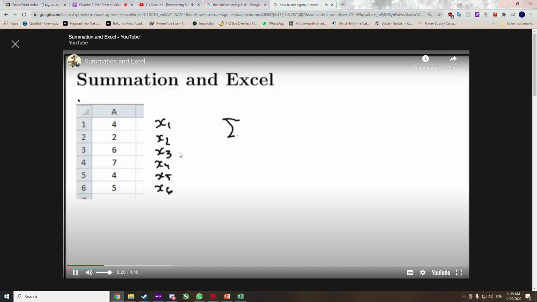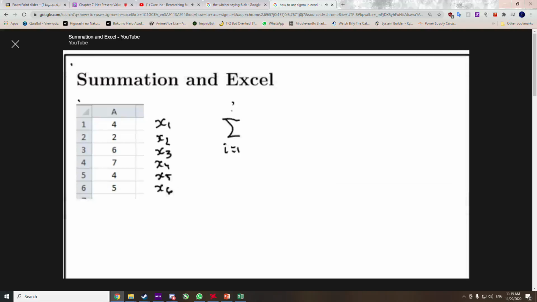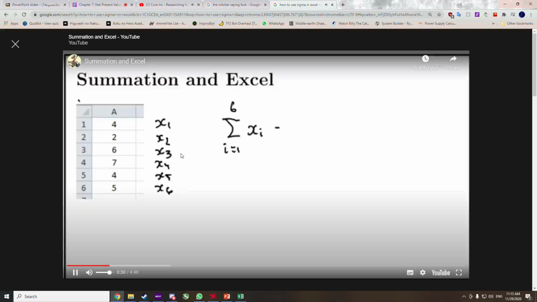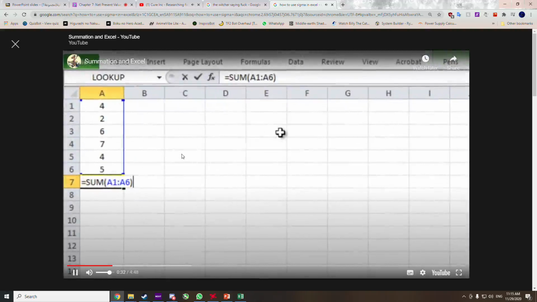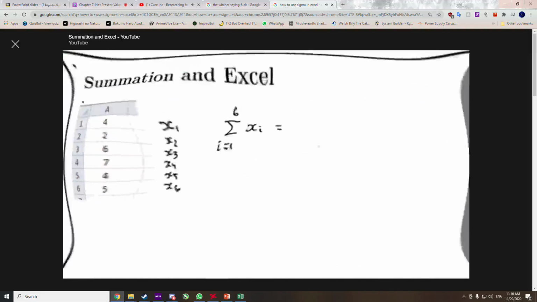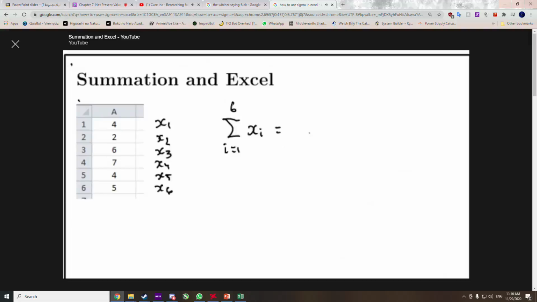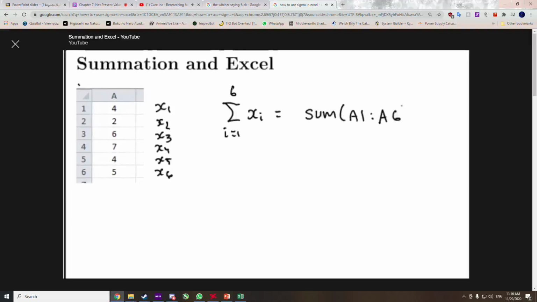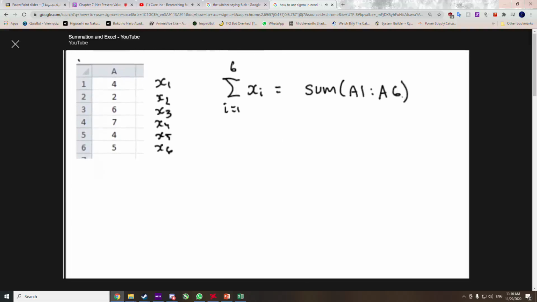To calculate the sum, i goes from 1 to 6 of xi. In Excel, we do sum, parentheses, A1, that's where I have my first number, colon, A6, and that's where I have my last number, and I get 28. So the Excel way of writing this sum is sum, parentheses, A1, colon, A6. That means the same thing.